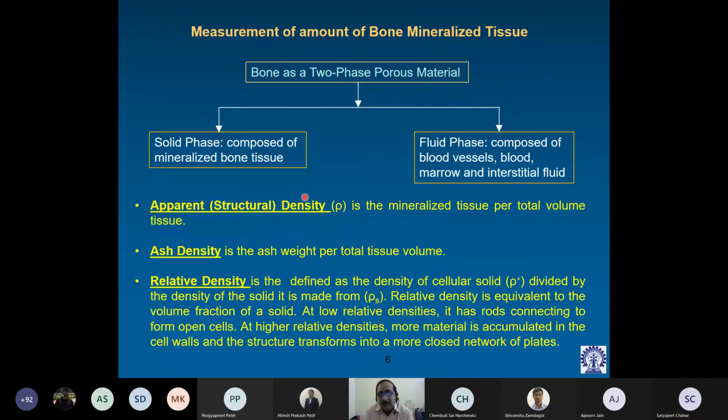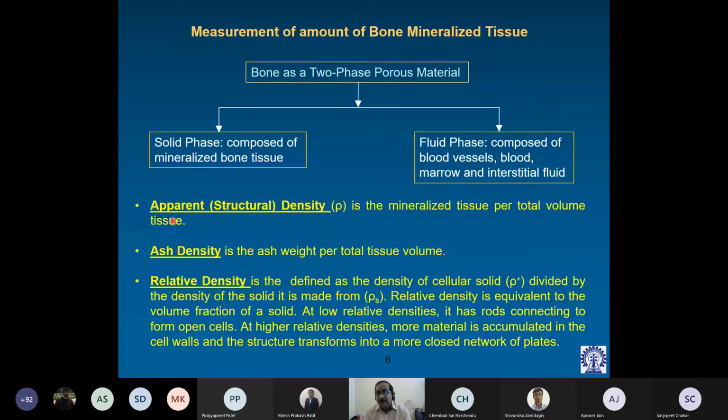Now, how do we measure bone mineralized tissue? Because we as engineers and scientists need to quantify things. The clinical world is a bit different from what we try to do. So we first need to quantify bone mineralized tissue. Now, as I told you earlier, bone exists as a two-phase porous material. We have a solid phase, which is composed of bone mineralized tissue, and a fluid phase, which is composed of blood vessels, blood, marrow, and interstitial fluid.